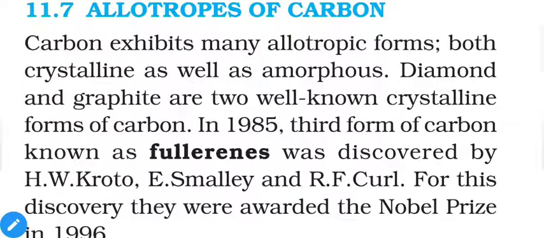Similarly, as we discussed in the previous point, carbon has the property of catenation. That means it can form multiple bonds with itself, and that's why we have many different types of allotropes of carbon. Some are naturally known and some are artificially made or made in laboratories.